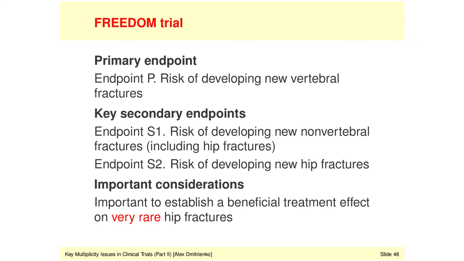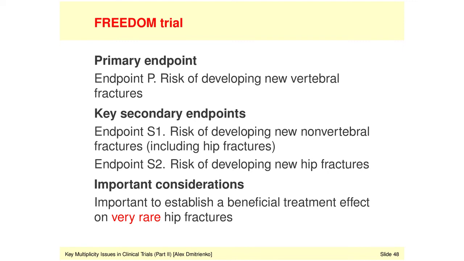The primary endpoint was the risk of developing new vertebral fractures, and it was followed by non-vertebral fractures, which is endpoint S1. And I would like to point out that this endpoint included hip fractures. And finally, the secondary endpoint, labeled endpoint S2, was based on the assessment of the risk of developing new hip fractures. Those 3 endpoints were tested hierarchically in the trial, and naturally the probability of success on the last secondary endpoint, S2, was the lowest because the first 2 endpoints in the sequence served as gatekeepers.